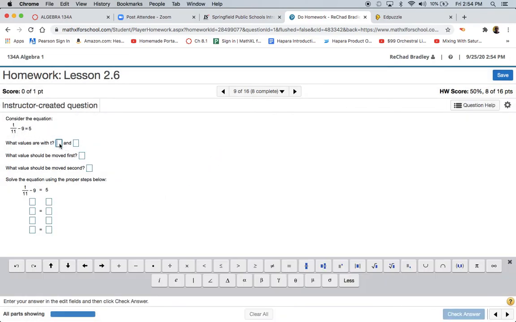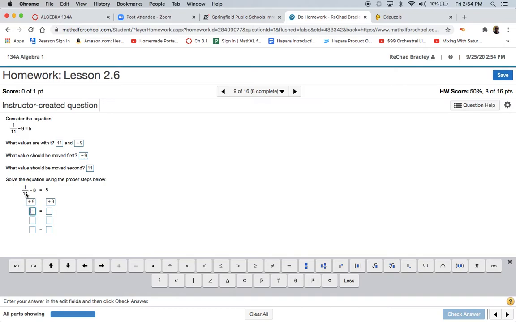The values with t are 11 and negative 9. Again, make sure you put that negative with it. The weaker of the two is the negative 9. The value that's strongest is the divided by 11. So when we go to execute this, the way I get rid of this negative 9 is with plus 9 here and plus 9 there.